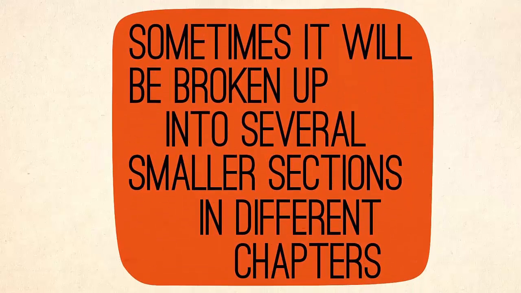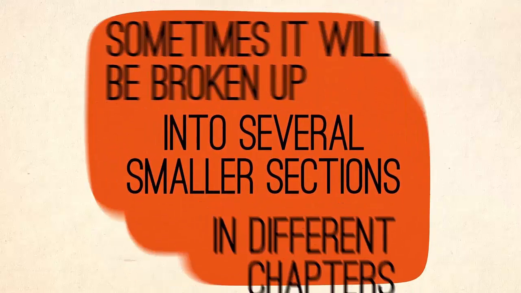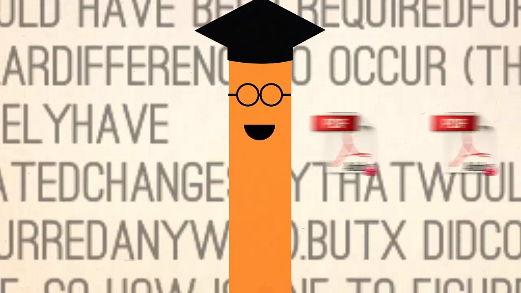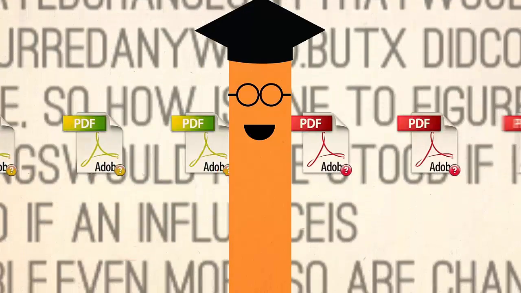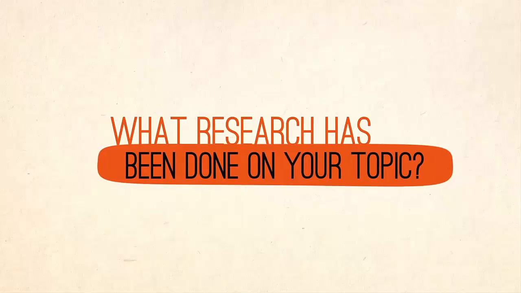Sometimes it will be broken up into several smaller sections in different chapters. It's usually done as you get started with your own research, since it will help you understand the background of your topic. How can you learn what research has already been done on your topic?